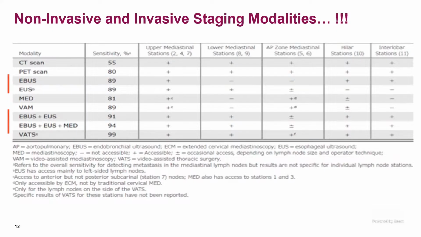And this is the sensitivity of various modalities, non-invasive to invasive. You can see a PET CT has a moderate sensitivity. If you do EBUS or EUS, it's about 89%. Mediastinal staging with mediastinoscopy, the sensitivity is around 81%. But if you combine VAM or EBUS with mediastinoscopy, the sensitivity increases up to 94%. And VATS has the highest sensitivity of 99%.